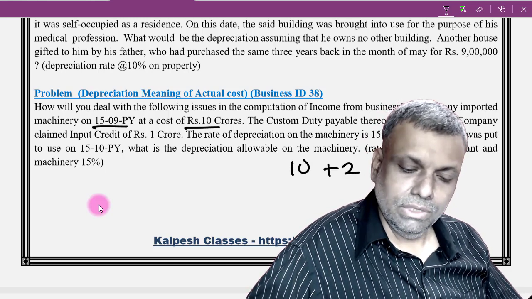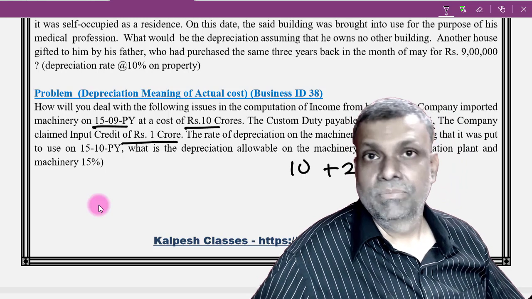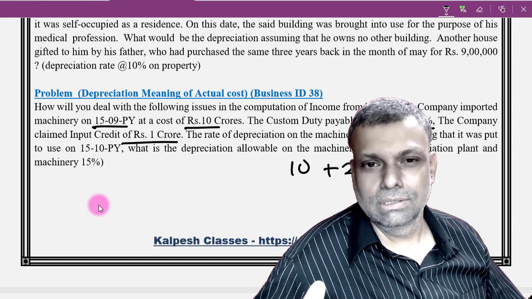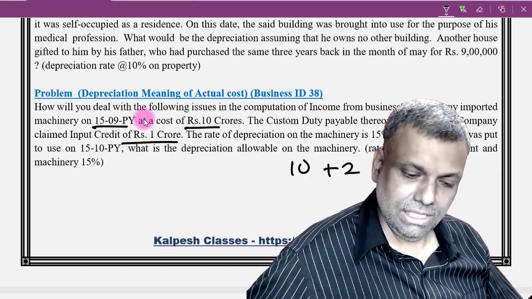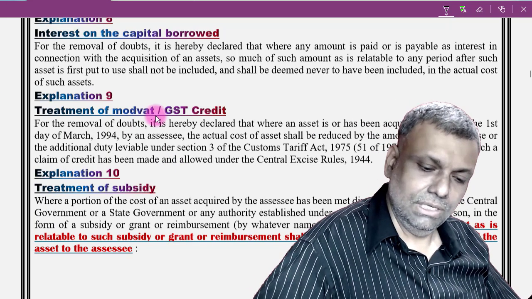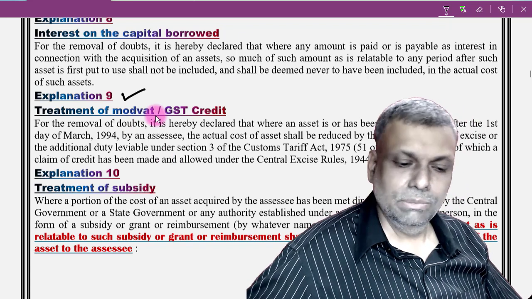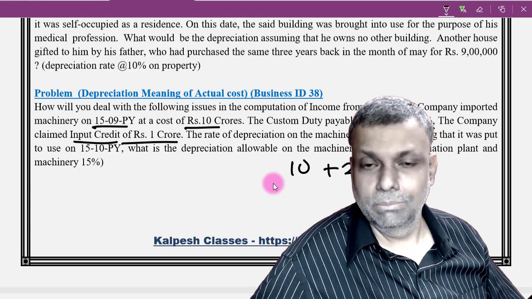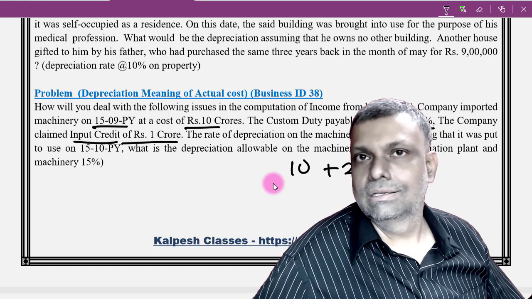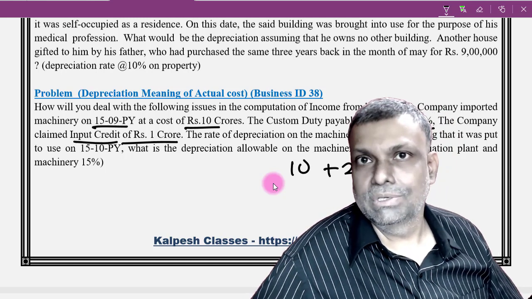The company claimed input credit of 1 crore. Now explanation to section 43(1), I think explanation 9. One second, let me check. Yeah, this explanation 9. Okay, this makes it very clear that whatever the credit, if you are taking the input credit, to that extent you cannot get a depreciation on that.